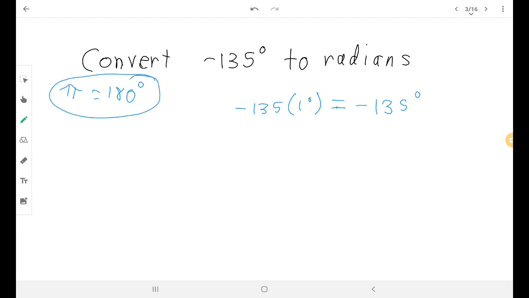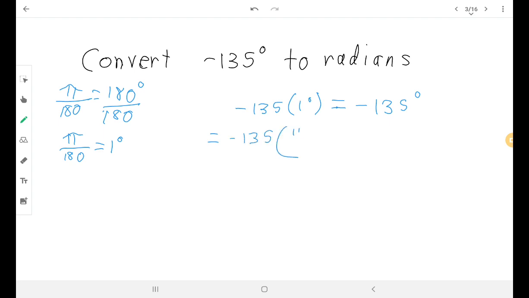And what I'm going to do is take this here and solve it for 1 degree, and then make a substitution right there. So I'm going to divide by 180 on both sides, and I'll get pi over 180 equals 1 degree. And now I have something that I can substitute for the 1 degree. So this is negative 135 times pi over 180 radians.